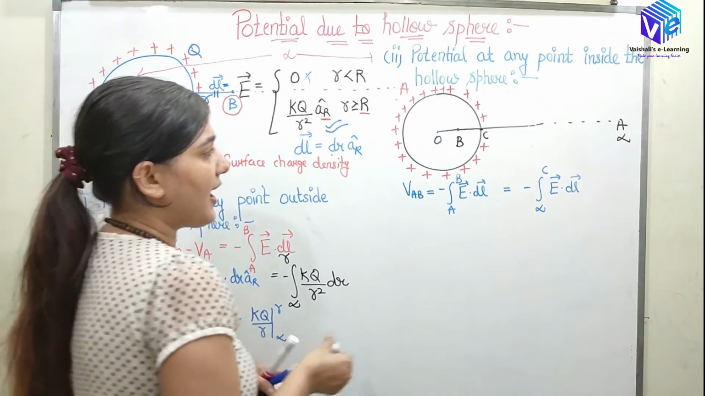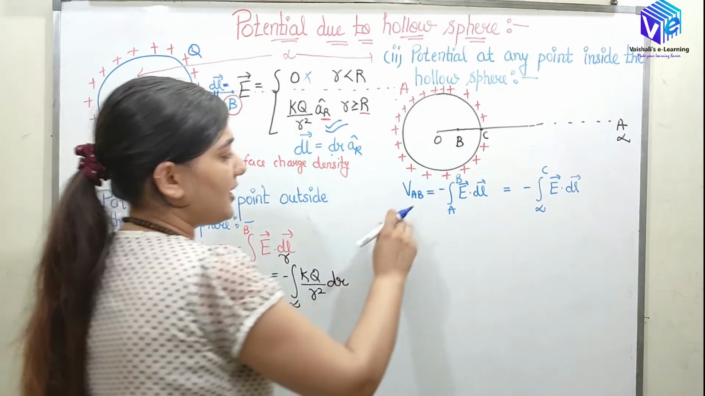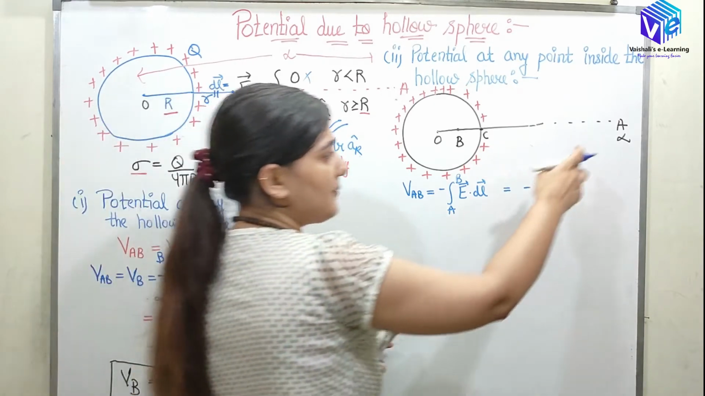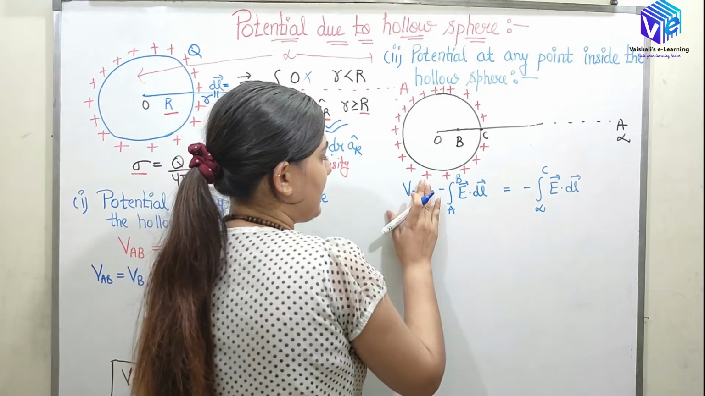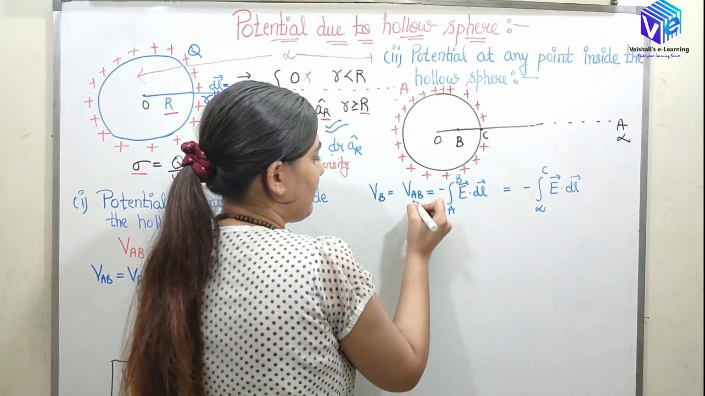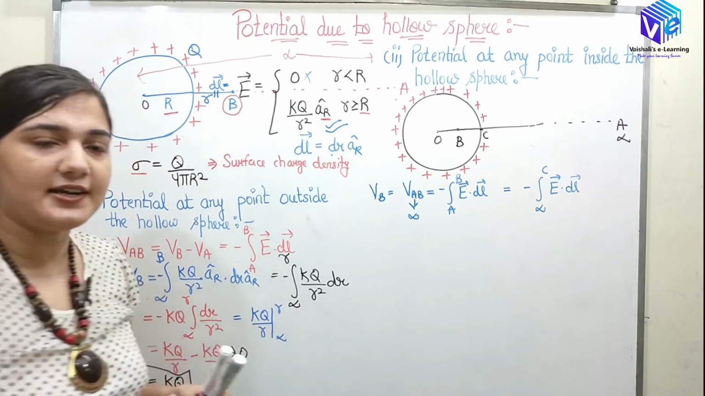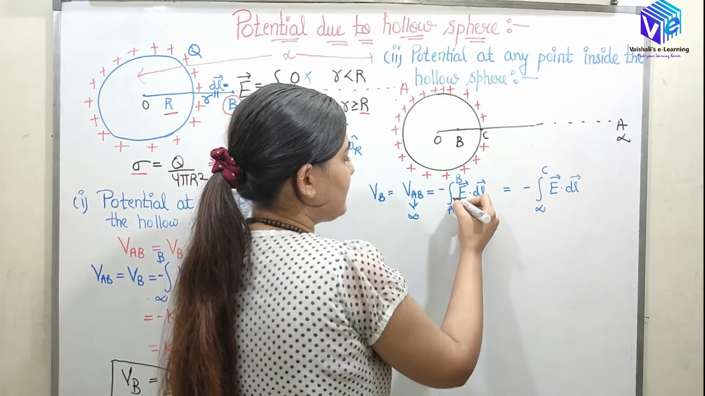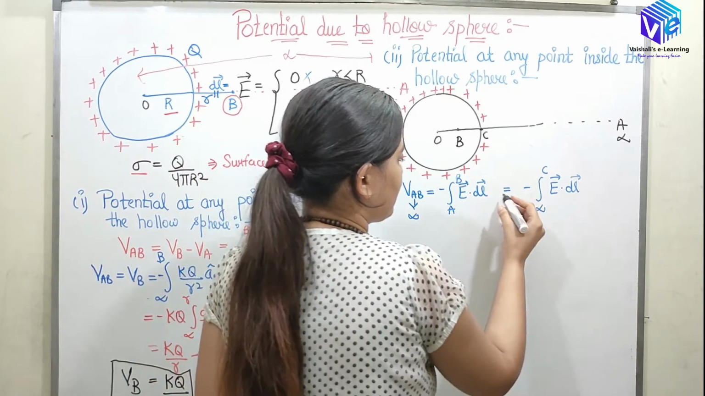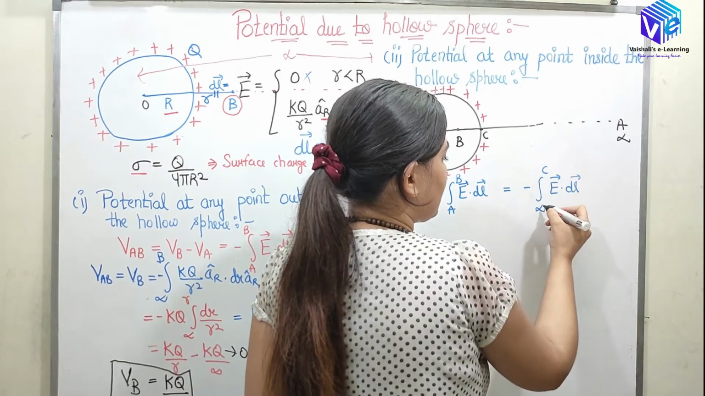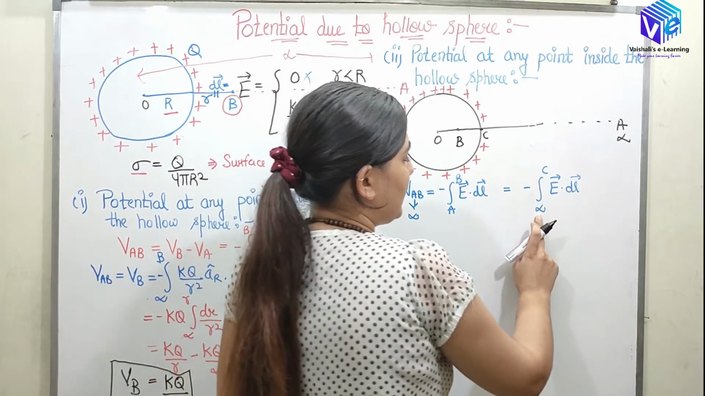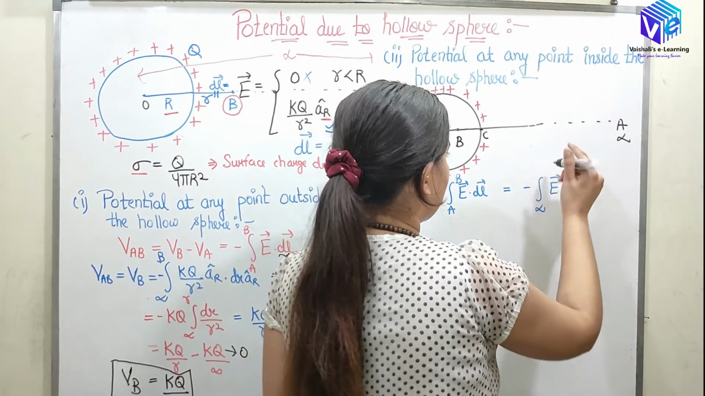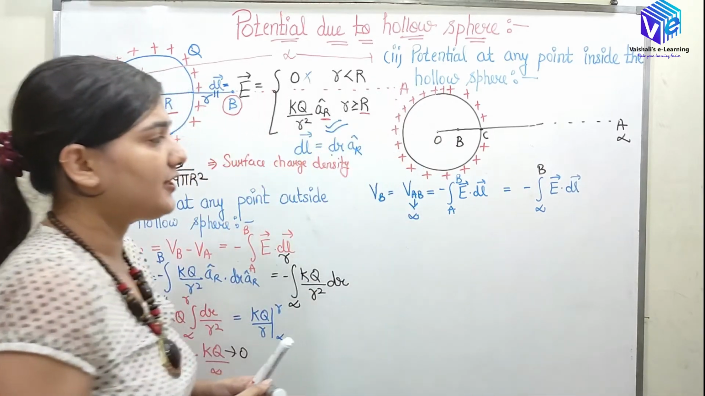Okay, again I have to find out the potential. So the potential at B will be given by VAB, where I am taking A to be any point at infinity. So VAB will be equal to VB when the point A is at infinity. Okay, so now I will directly write it. VAB will be given as minus integration of A to B E dot dl. So what is the point A? Point A is at infinity. So it is minus integration from infinity to B of E dot dl.